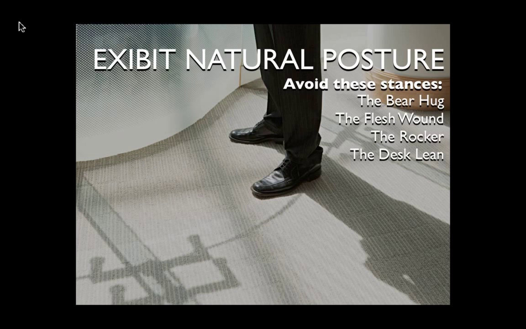So when we go through these, we've got the bear hug. So the bear hug would be crossed in front of you. It also can be grasping either side of your arms. You've got the flesh wound, turns the bear hug into a one-handed thing. The rocker, anybody who's rocking. We've also got the desk lean. Now, I see the desk lean a lot in video chat, and it makes a difference in the way that the audience sees me.